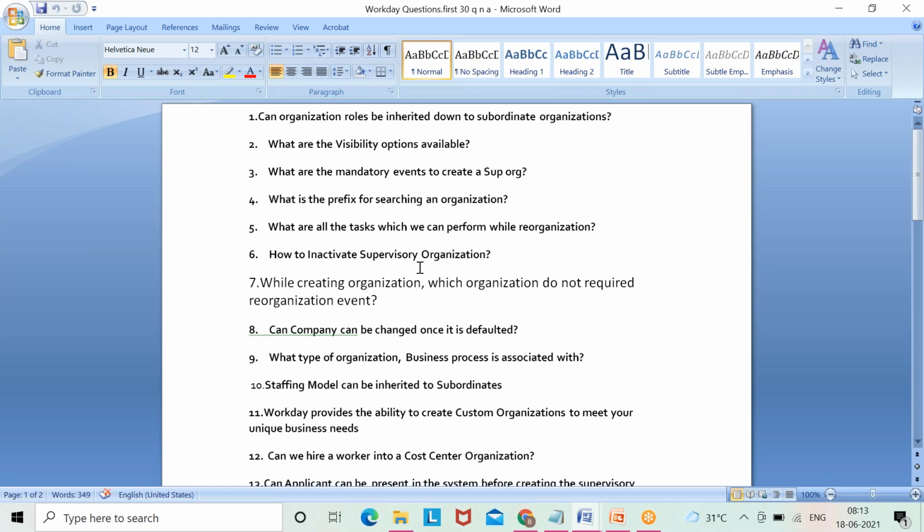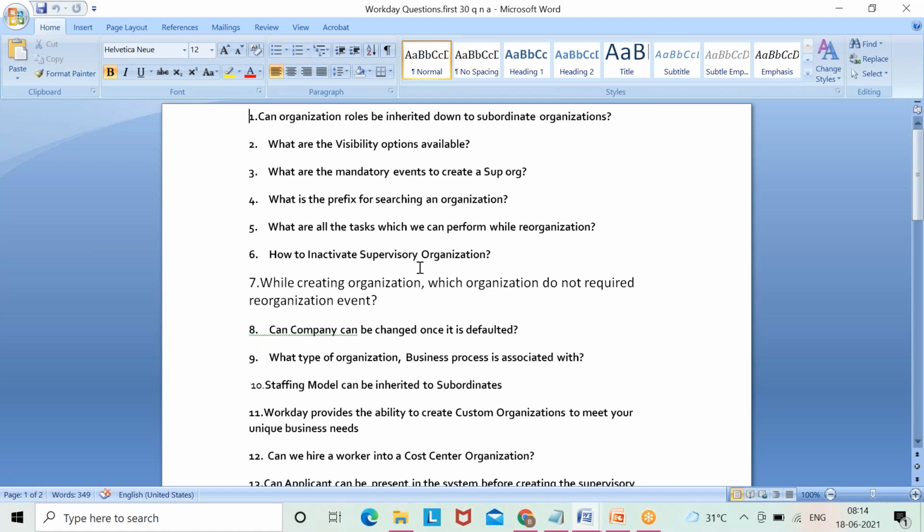How do we inactivate a supervisory organization? What should we be careful about while inactivating one? We need to move the employees from one supervisory organization to another if we have active employees and positions. If we don't have any, we can close it based on the date. Also we have to take care of roles.